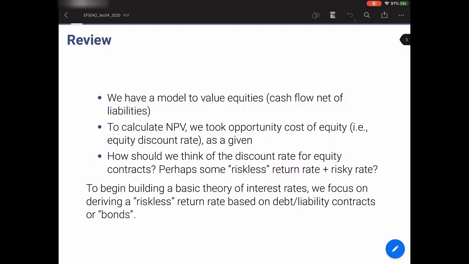And so our goal ultimately, or eventually, is to come up with a theory to derive this so-called opportunity cost of equity. But before talking about this, it's probably easier to first talk about where this perhaps baseline interest rate comes from.